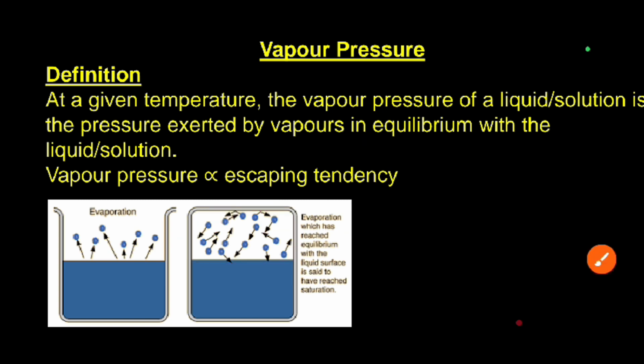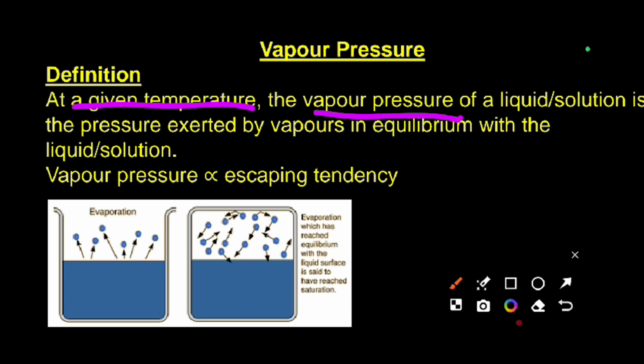Now we can define it properly. At a given temperature, definitely some temperature was there, the vapor pressure of the liquid is the pressure exerted by the molecules that have evaporated, in equilibrium with the liquid solution. Why did they say with the liquid solution? Because in the liquid it was having 8 molecules. Now there is equilibrium between 12 and 8. At that time, whatever pressure is exerted by the vapors is called vapor pressure.